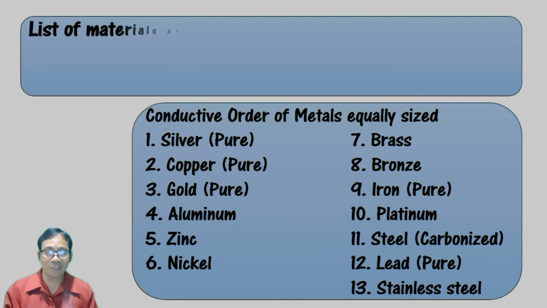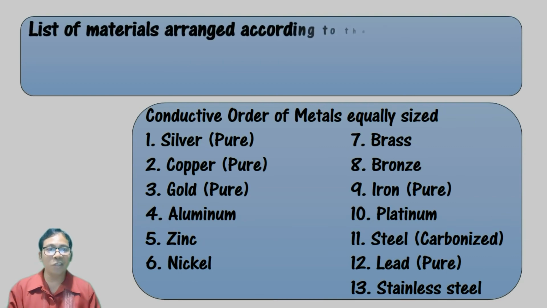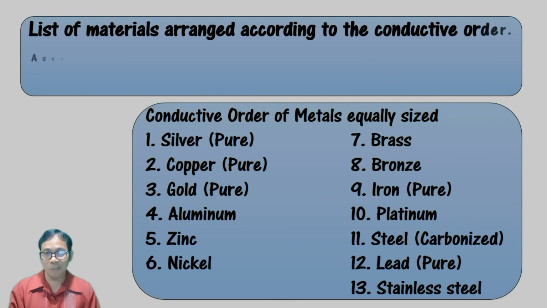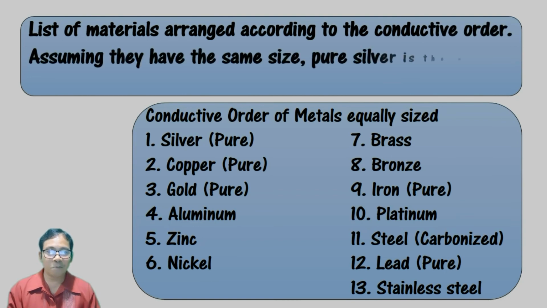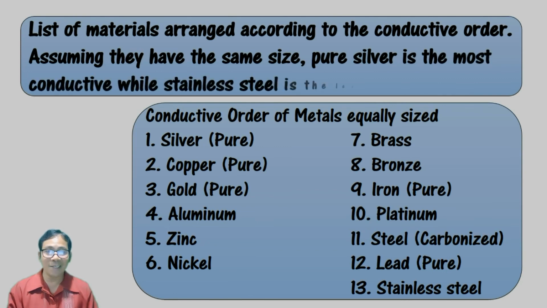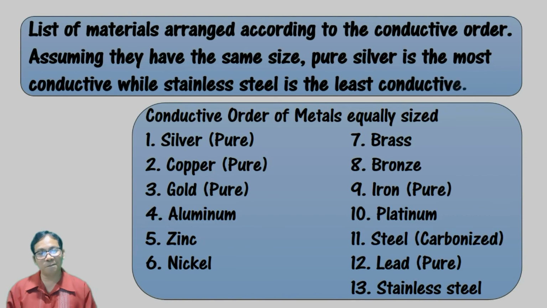List of materials arranged according to conductive order. Assuming they have the same size, pure silver is the most conductive, while stainless steel is the least conductive.